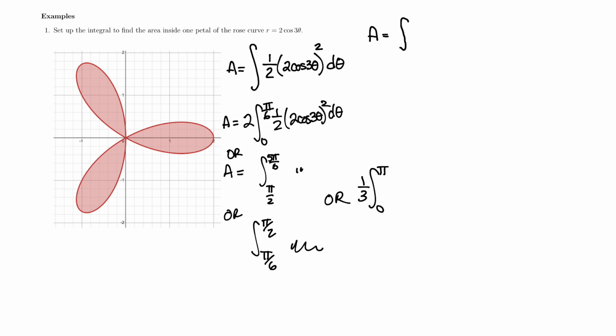Oh, I didn't write that, did I? It's pi over 6, right? I messed that up. I should have written 0 to pi over 6, and I might have erased it, right? Because 0 to pi over 6 and double it. Yeah. Make sure you put pi over 6 in there.